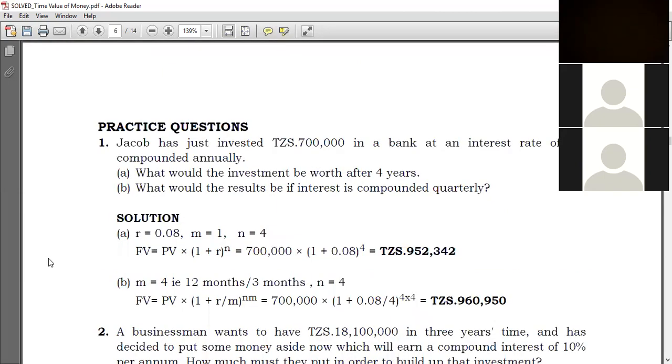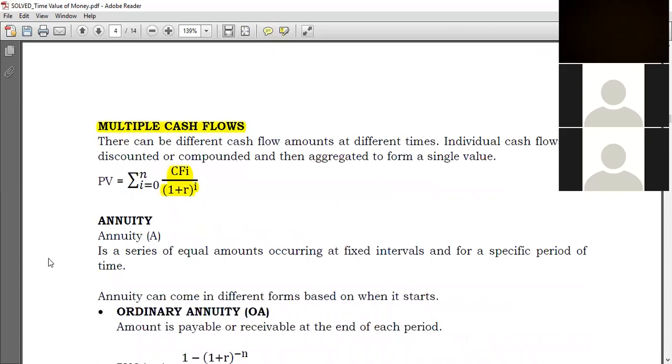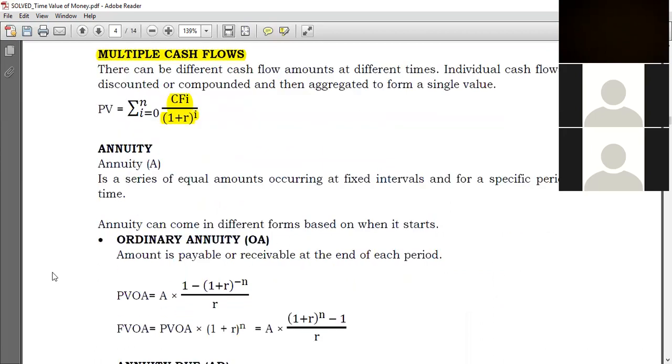We are done with multiple cash flows, and all we have remaining here is annuity, perpetuity, as well as growing annuity and the growing perpetuity. Actually, if you finish up these annuities and perpetuities, you have gone a much further step. So let's go to annuity, another form of cash flow.